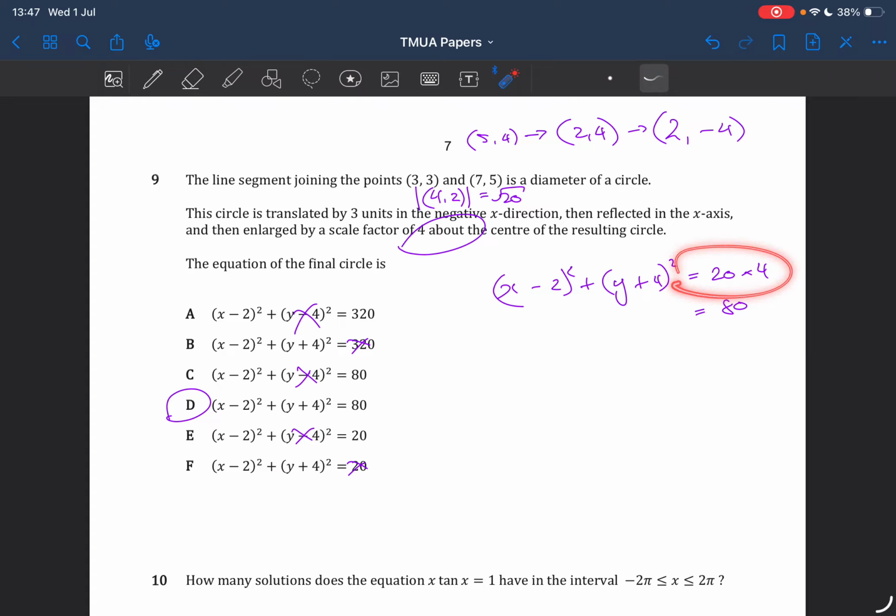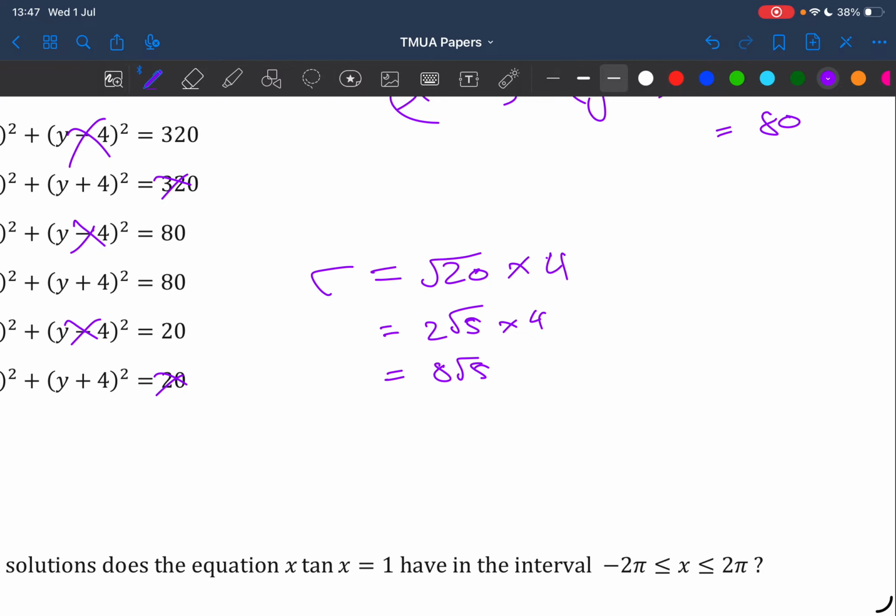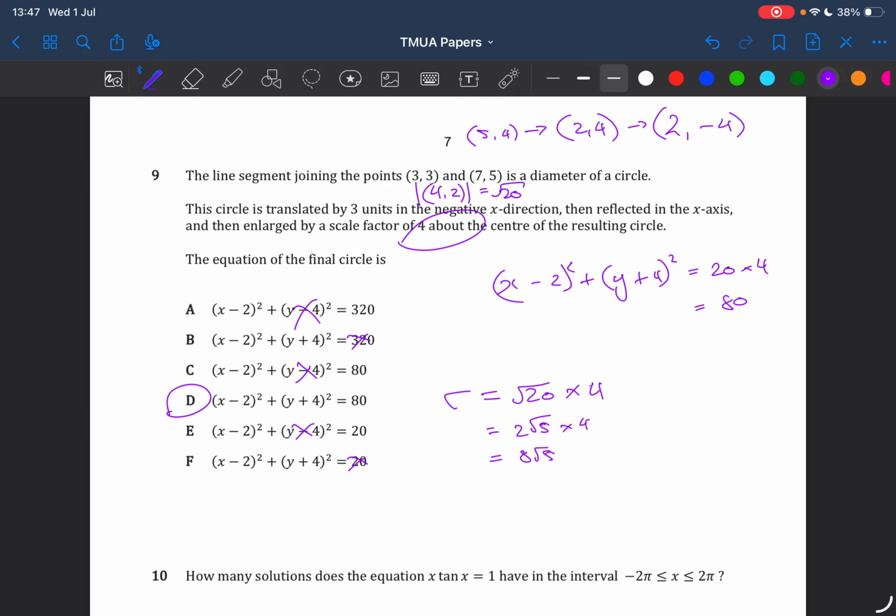Just to clarify this thing, what happened then? So our radius was root 20. We times that by 4. So what is this? This is 2 root 5 times 4. So that is 8 root 5. Squaring that would be too big. What have I done wrong? Not sure what I've done wrong.